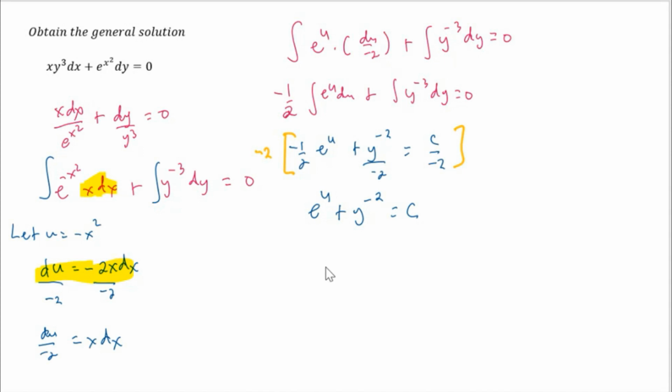Now let us substitute back the meaning of u. The meaning of u is negative x squared. So I can write now e raised to the negative x squared plus y to the power of negative 2 is equal to c. So this is now our general solution.